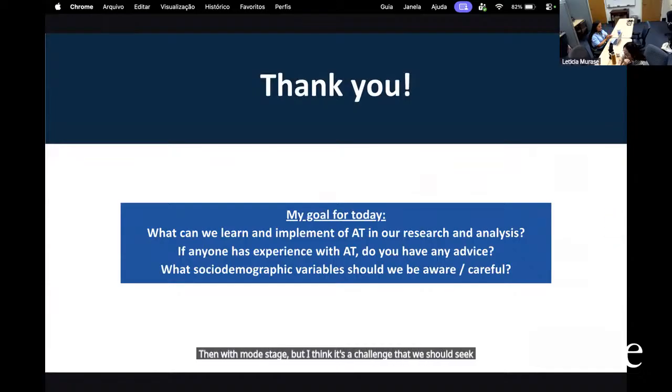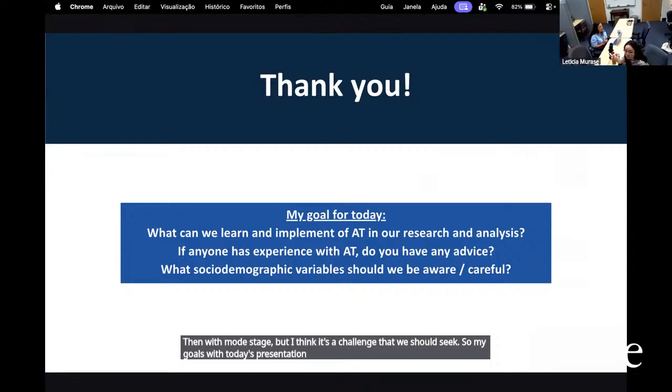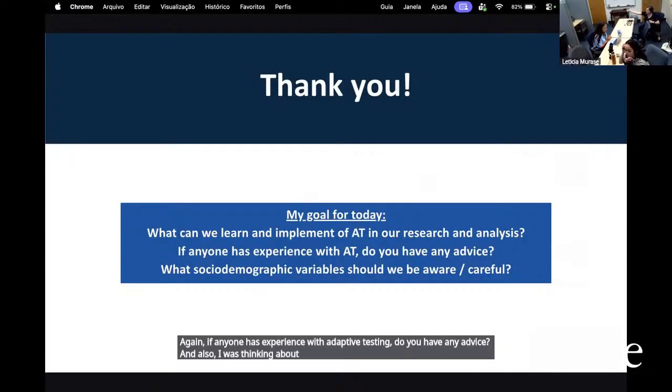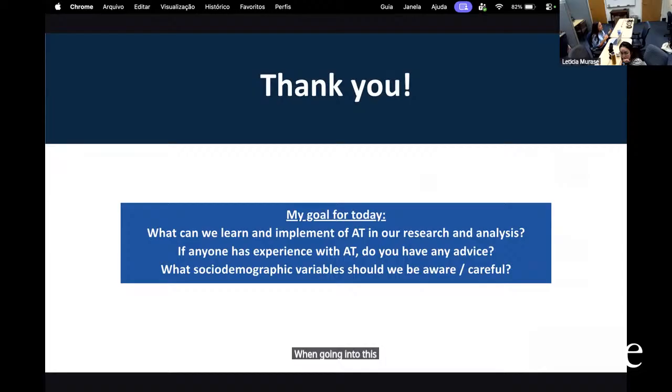So my goals with today's presentation and my questions for you now are: what can we learn and implement from adaptive testing in our research and analysis? Again, if anyone has experience with adaptive testing, do you have any advice? And I was also thinking about what sociodemographic variables we should be aware of or careful with when going into this analysis, as the Liam study showed differences between male and female, and between regions in their country.